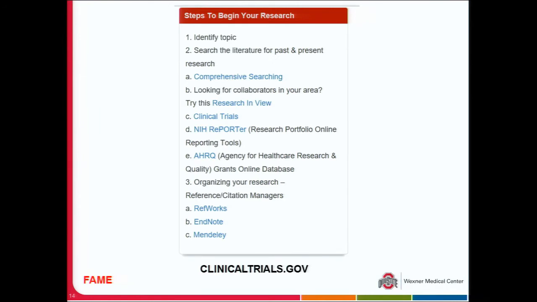In Fern Cheek's resources, I think she has at the very beginning steps to begin your research. And again, this supports the things that I've just said. Identifying a topic, search the literature for past and present research. The link shown here is to comprehensive searching. So you probably want to do a comprehensive literature search.